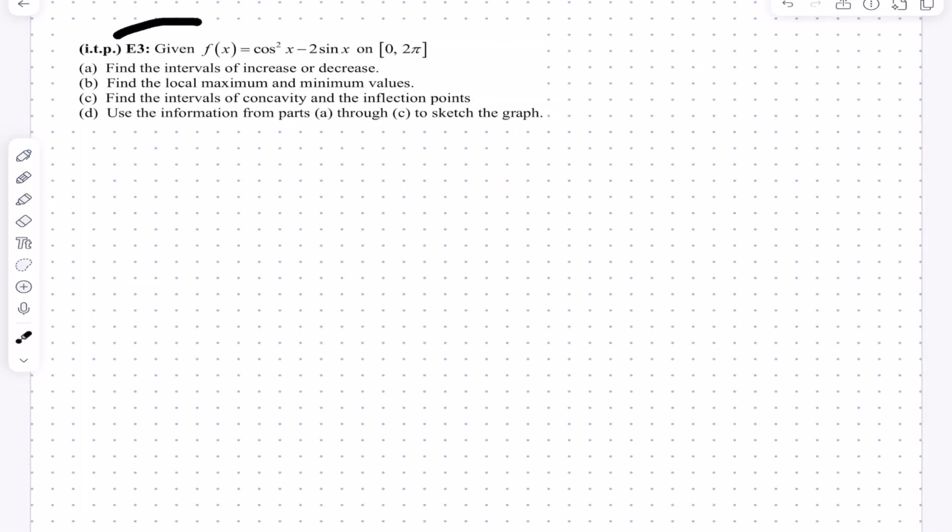Let's look at another function, a specific function from trigonometry, to analyze what the first and second derivative can say about this function.